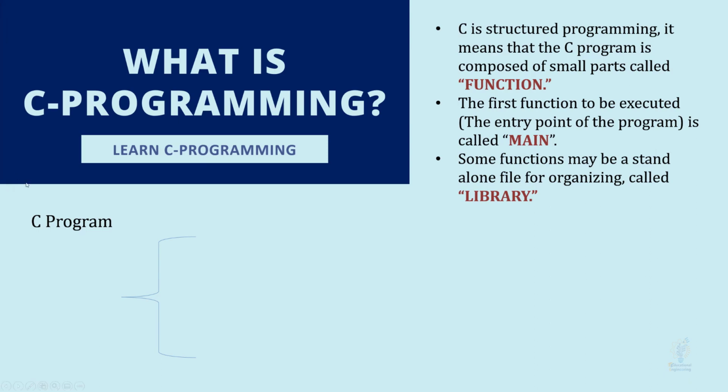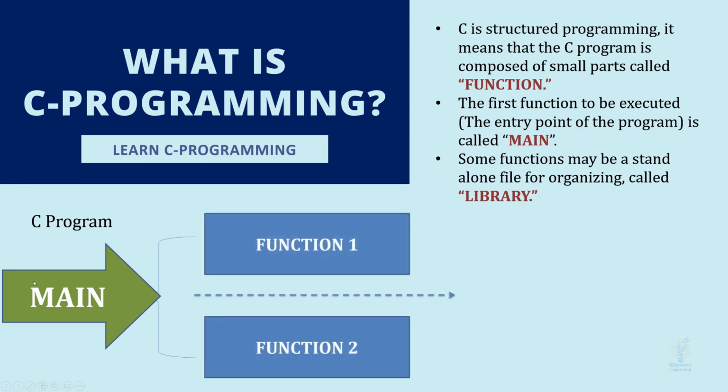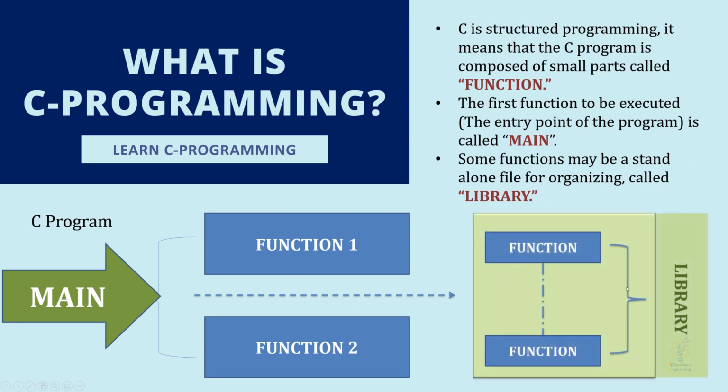Now, the basic structure of a C program is basically the main function. Now, this main function can include one or two functions, as you can see, function 1 and function 2. Now, in a C program that has more than one function, these functions can be composed and stored inside a library. And we will create our own libraries at the end of this course. What I need you to understand at this point is that your C program will have a function called the main function. This is the first function to be executed in our program.